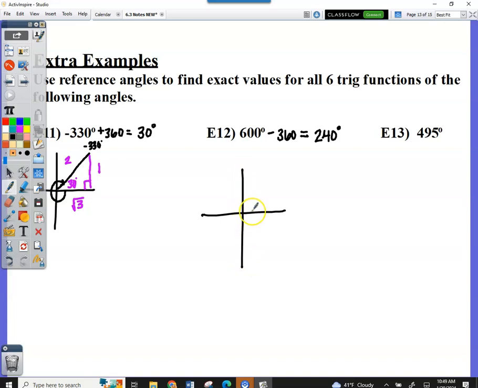All right, 240. So that's 90, 180. If I go all the way to the next one, it's 270, so it lands in here, right? So draw that out. This is 240. Collapse it to the closest x-axis. So I've got to backtrack. The closest was 180. What's the gap between 240 and 180? 60. So that's my reference angle.